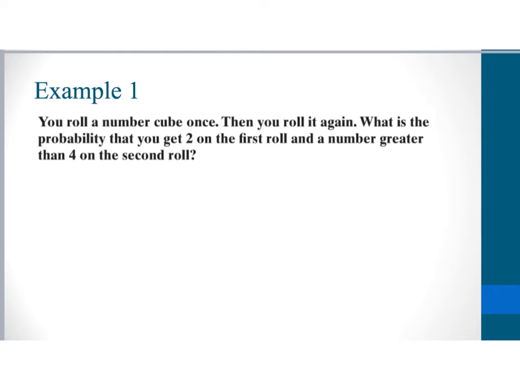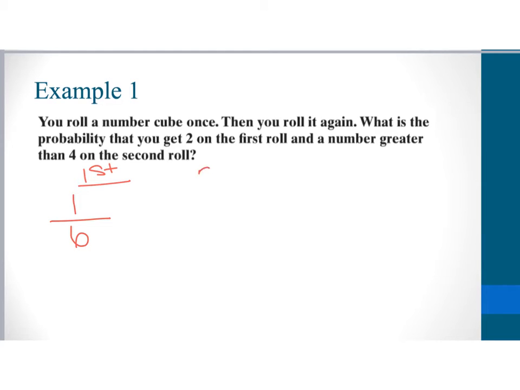So with this information, let's look at example 1. Example 1 says you roll a number cube, which is a dice, then you roll it again. What is the probability that you get 2 on the first roll and a number greater than 4 on the second roll? So what we have to do is look at the independent probabilities first. For our first roll, we want to roll the number 2. We know that we have one number 2 on a 6-sided die out of 6 total possibilities.